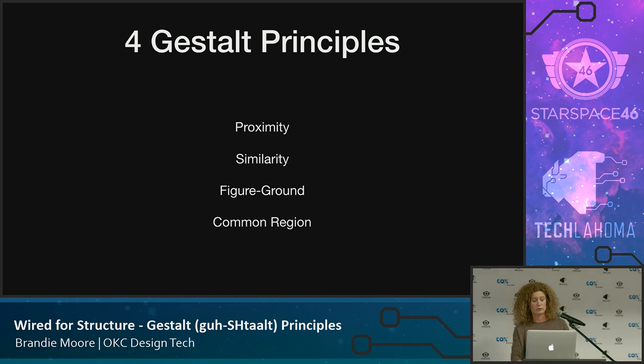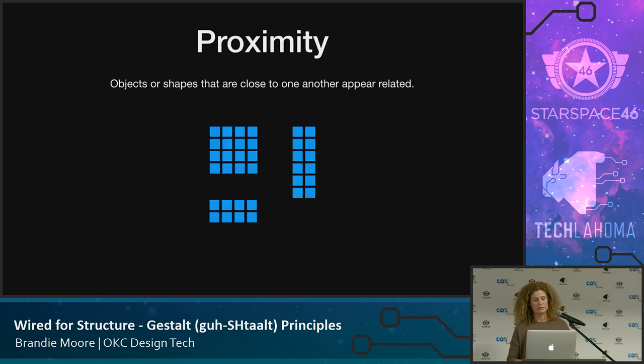So the 4 that we're going to be focused on today are proximity, similarity, figure ground, and common region. And we're just going to jump right in. So proximity really just says that the closer things are, the more related they are, the further apart, the less. So really when we initially look at this, what we see is 3 groups. We don't see 36 individual boxes.